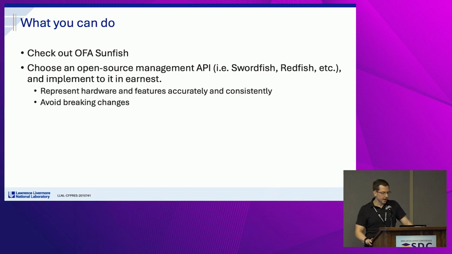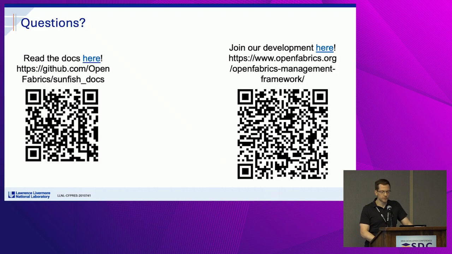So what you can do is check out OFA Sunfish, choose it, copy it, steal it. We are completely open. You don't have to join OFA in order to participate in Sunfish. You can join the meetings. And then also, choose an open source management API and implement it in earnest. Represent hardware features accurately, represent them consistently, and avoid breaking changes. And this is, I think, the foundational way to really move forward and build these data centers of the future. And that's it. Any questions?